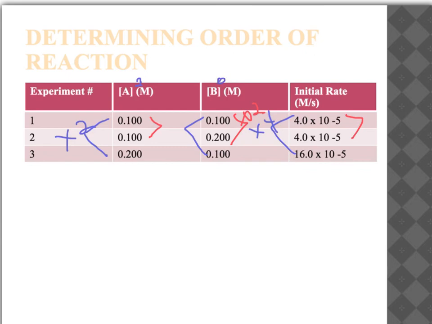And so when we write our rate law, it's going to be... but since reactant B has no effect on rate, then our rate law would actually be thus.